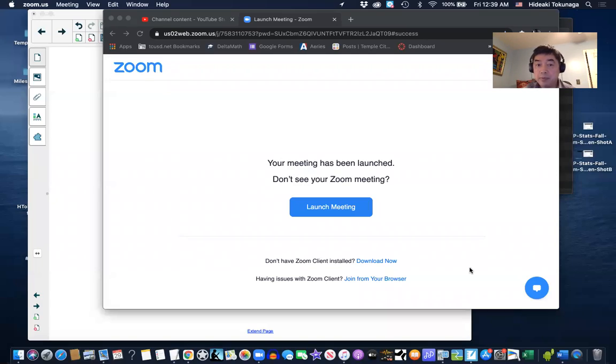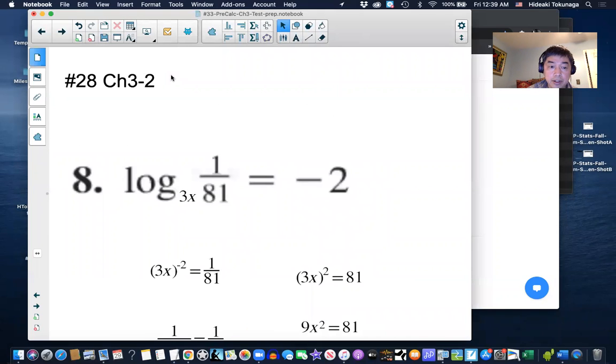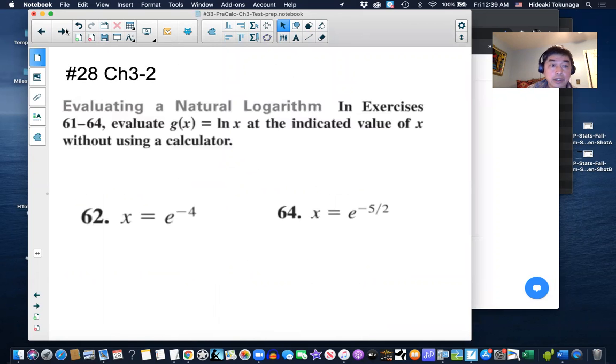All right, this is the second part of chapter 3, test review, and I think we finished this one. So the next one is from assignment number 28, review.